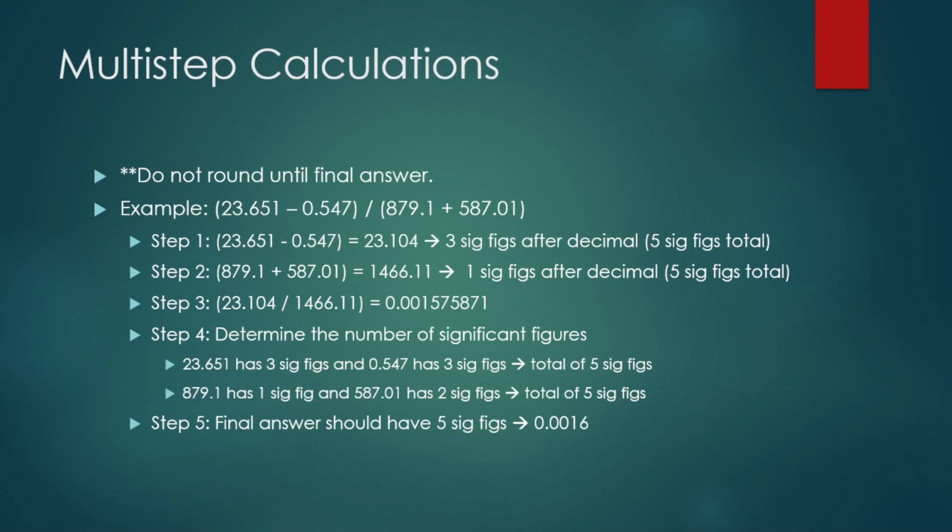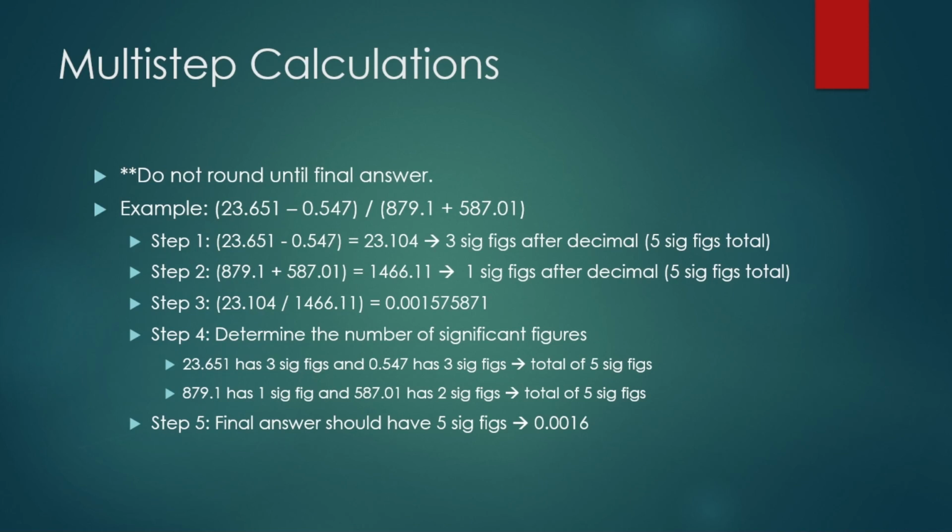Step 2. So if we look at this generally, we're going to break it into steps. Step 1 takes care of the numerator, 23.651 minus 0.547, which gives you 23.104. Step 2, which is the denominator, is 879.1 plus 587.01, which gives you 1466.11. Now, step 3 is dividing all of that, which gives you that horrible decimal, 0.001575871. So that's steps 1, 2, and 3.